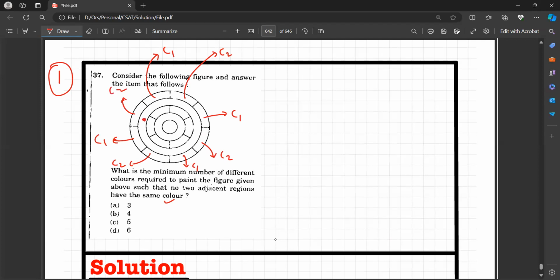Now for this position, I cannot use color 1 or color 2, so I have to bring in color 3 here. Now for this position, I can use color 1 or color 2 again, because they are not adjacent. Color 1. Again for this position I can use color 3. Now for this position I can use color 1 or color 2, anyone. So they won't be adjacent. So what will be the answer? How many colors? 3 colors minimum. So answer would be A. Got it?